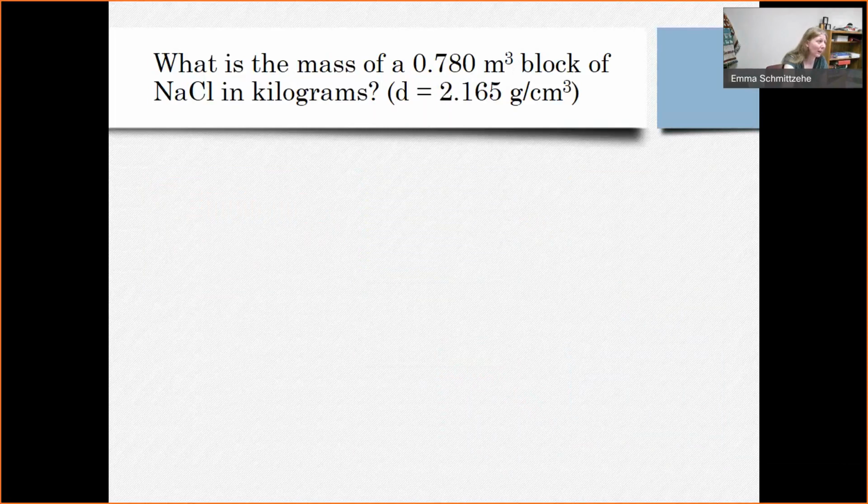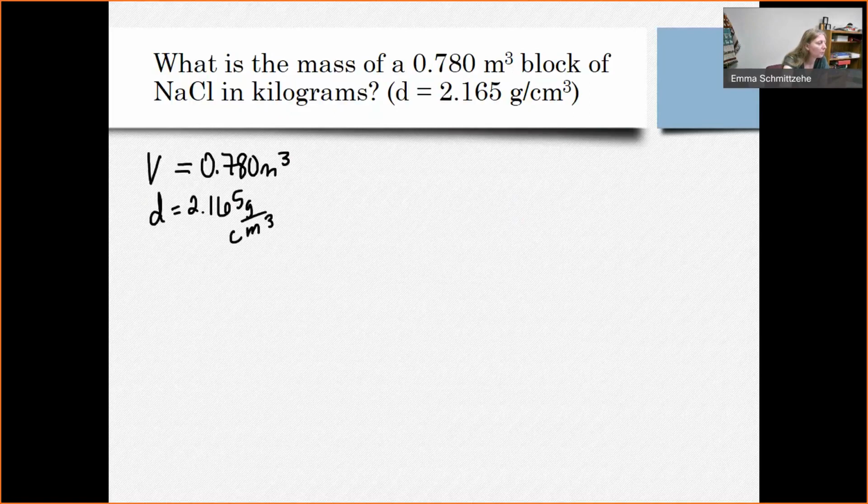So I'm going to list what I'm given. What I'm given is 0.780 meters cubed, and it can be helpful if you label what that is. So I'm going to label that a volume. And then I'm given the density, right? So I'm pulling out these numeric values: grams per cubic centimeter. You can also write down that it's NaCl. Sometimes that's useful, what substance it is. Sometimes you don't really need it. But okay, I have that stuff.